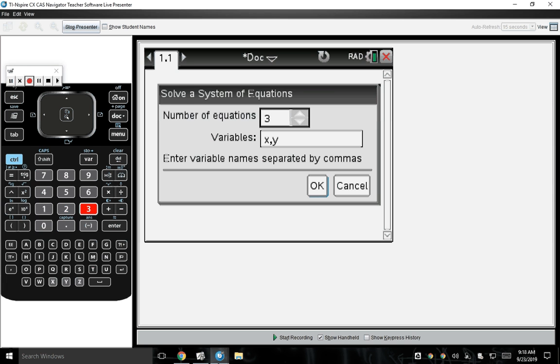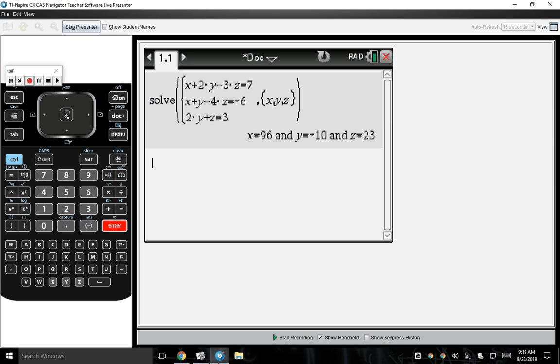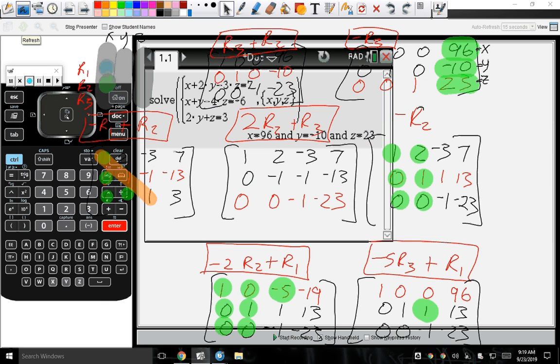Delete and make it 3 and press enter. Oh, it automatically adds the line. Yep. So now we're going to do x plus 2y minus 3z is equal to 7. Then x plus y minus 4z is equal to negative 6. I'm just copying down my matrix. And then 0x, so I don't need that. 2y plus z is equal to 3. We've got to be very careful that we put negatives and positives where they occur. And you see that we got x is 96, y is negative 10, and z is 23.